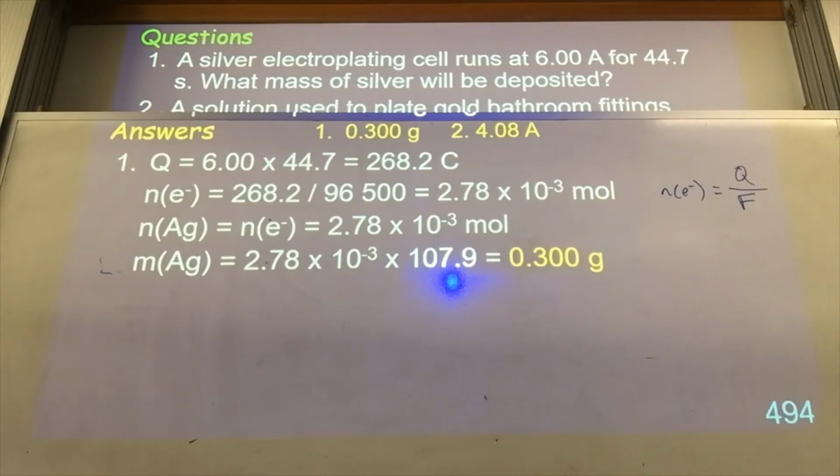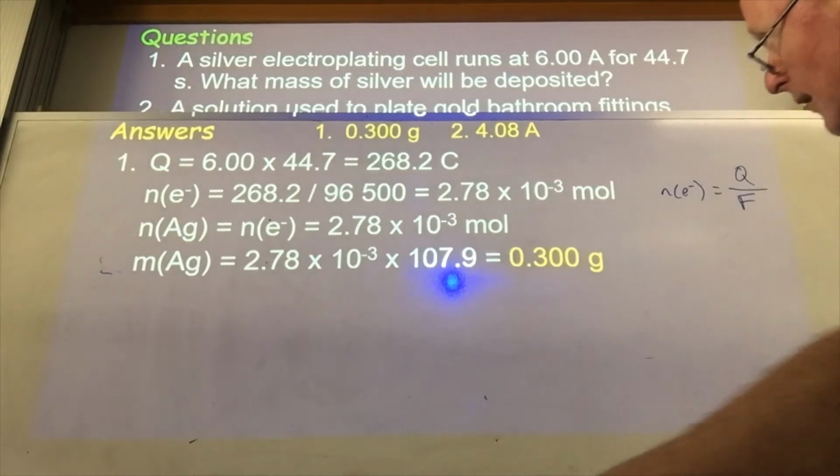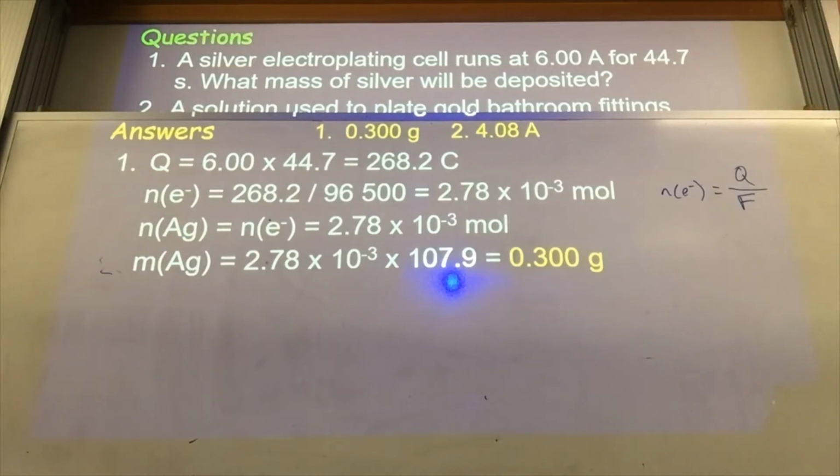Next step is to look at mole ratios. Well, it's a nice easy 1-to-1 mole ratio, so the number of moles of silver is going to be the same, so then we just use the mass formula to work out the mass of silver.